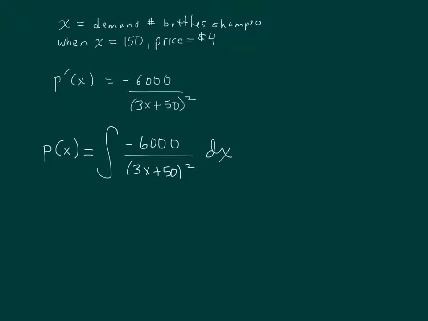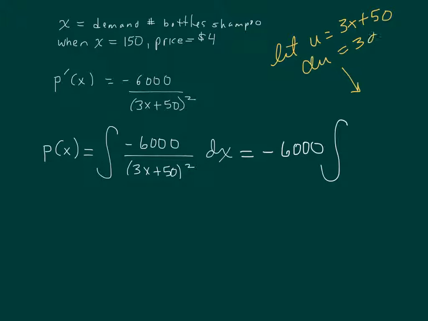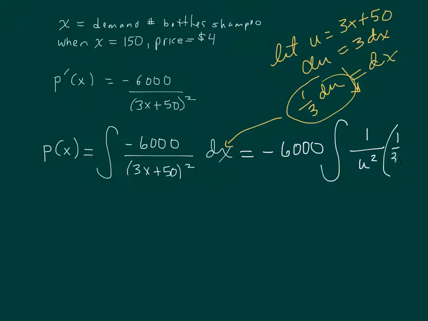Alright, so the first thing I would do is move the negative 6,000 out front because that's just a constant. And then I'm going to substitute, I'm going to let u equal 3x plus 50. So du equals 3dx, or 1/3 du equals dx. So this is going to be my substitution. I'm going to end up with 1 over u squared times 1/3 du.